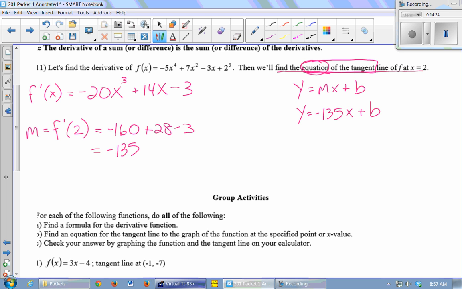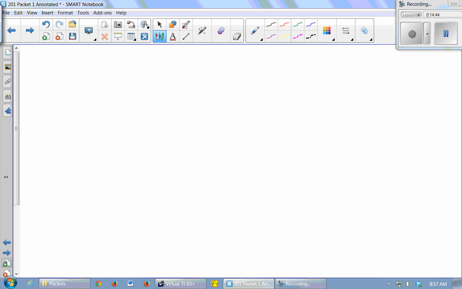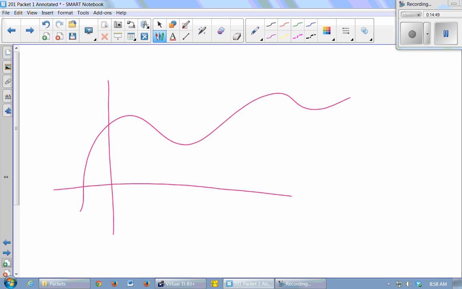Because this line and this function f share exactly 1 point. That's what it means to be tangent, right? They touch at exactly one place. So they have this point, 2 comma f of 2, in common. So let me actually just draw a picture of it. Whatever f of x looks like, here's, we'll say this is 2. What I'm looking for is the equation of this line, the line tangent to f at 2.